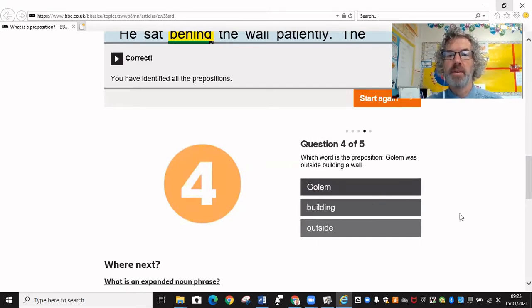Question 4. Try this sentence. Gollum was outside building a wall. Gollum, building, or outside? Well, Gollum is the noun. It's a proper noun, has a capital letter for his name. Building has an ing ending, so that's a big clue that it's a verb. So outside is the preposition answering where.